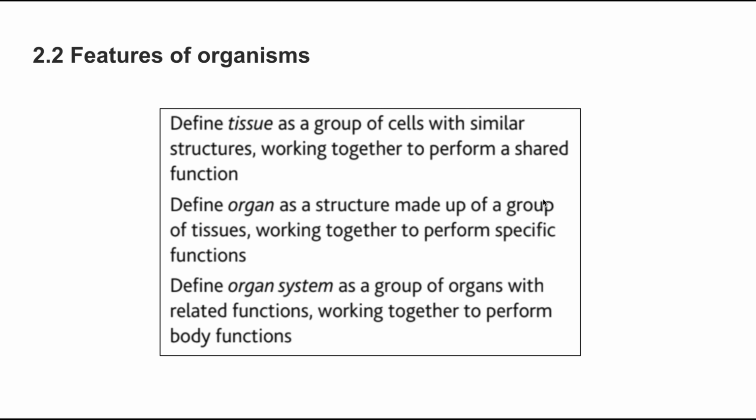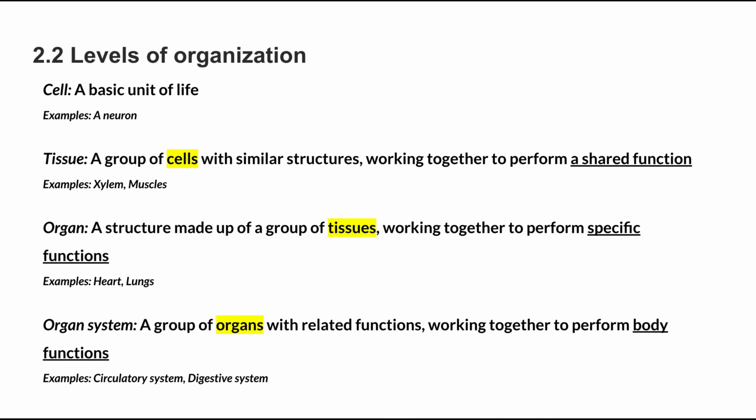So we reviewed the basic cells we have to know, and now we will move on to levels of organization. I brought these definitions from the syllabus. In levels of organization, we have cell, tissue, organ, and organ system. A cell is the basic unit of life. An example would be a neuron, which we just looked at. And a tissue is a group of cells with similar structures working together to perform a shared function. Shared function here is an important keyword which you'll get marks for when they ask for the definition of tissue.